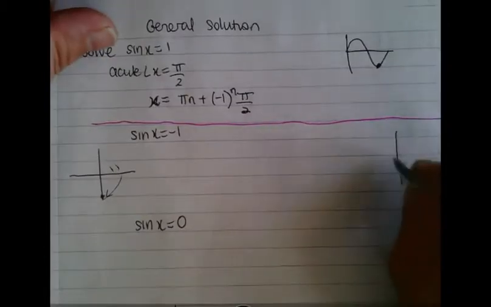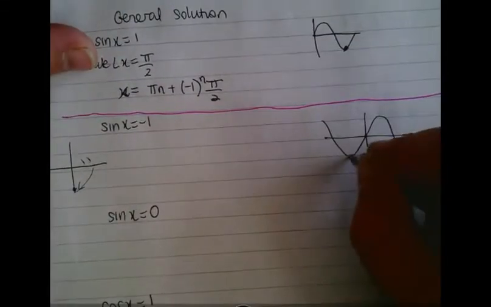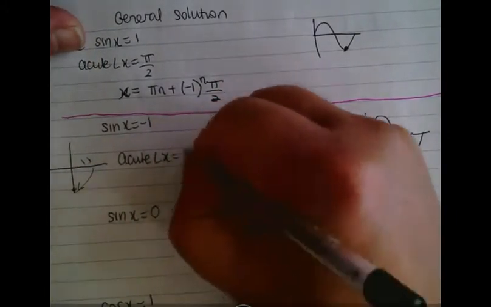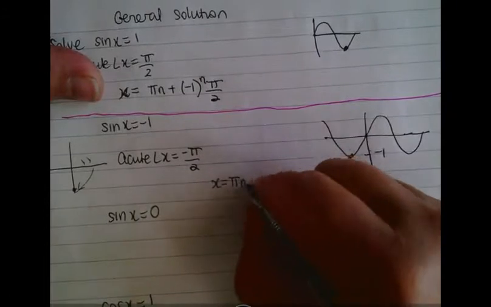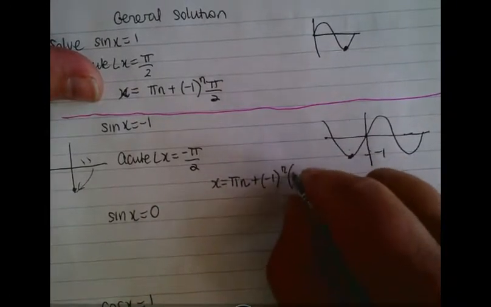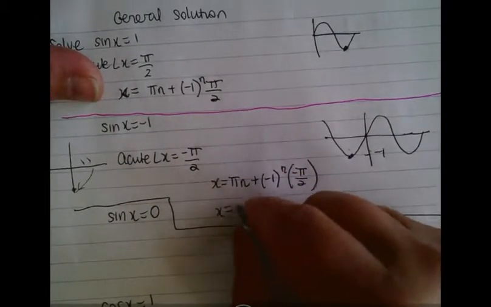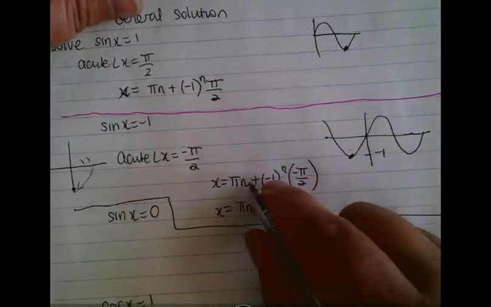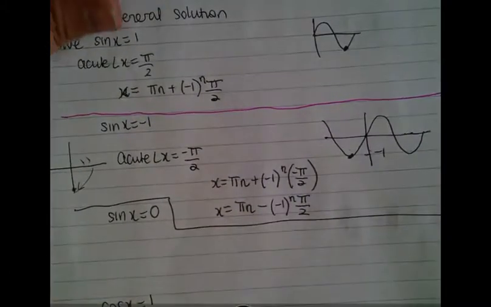All right, watch the sine curve over here. Will you go forwards or backwards for sine? Sine is negative 1. That's negative 90 or negative pi on 2. So your acute angle x is negative pi on 2. So my solution is going to be x is pi n plus negative 1 to the power of n times negative pi on 2. Instead of writing plus negative, you go minus negative 1 to the power of n times pi on 2.